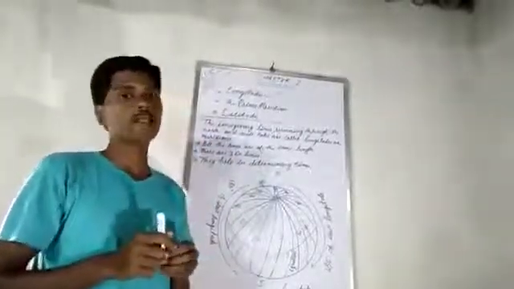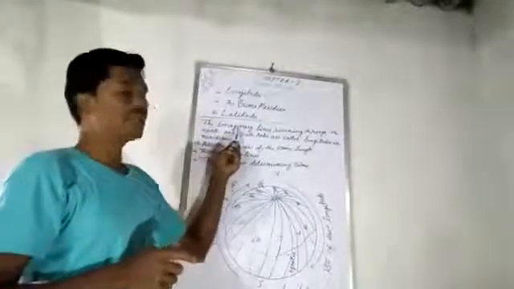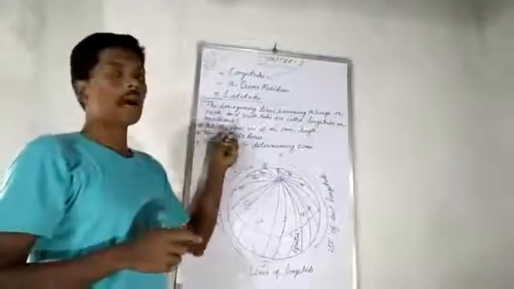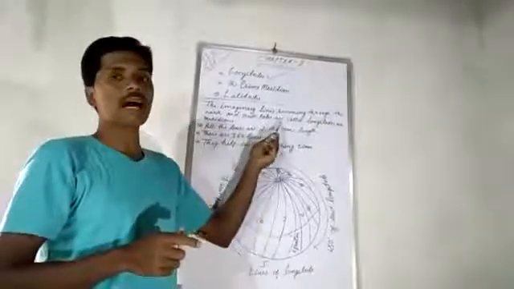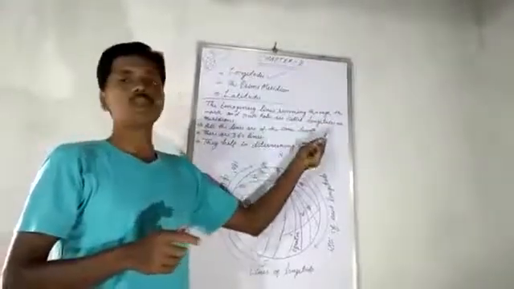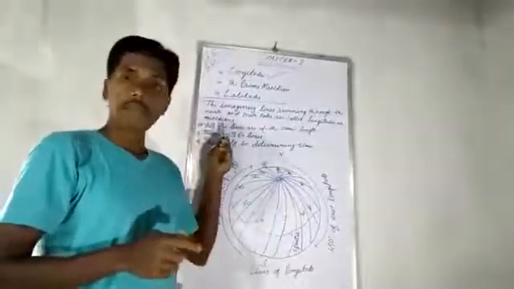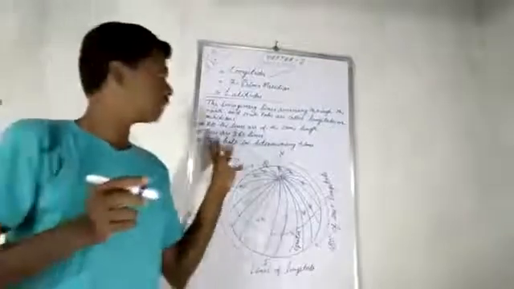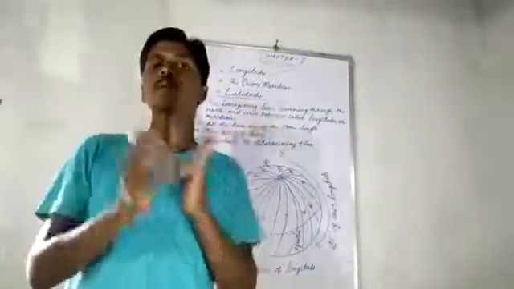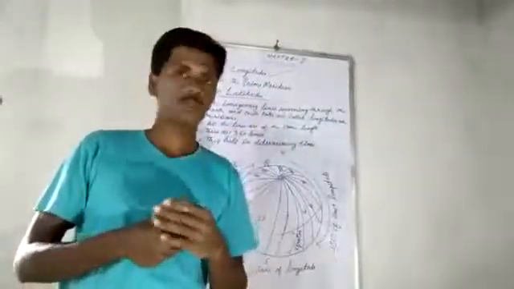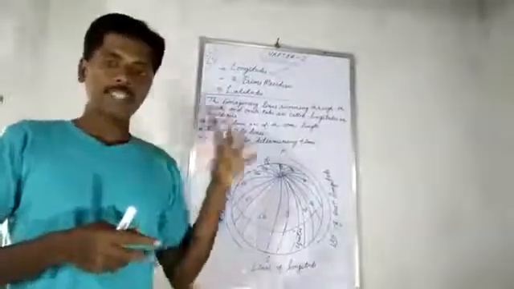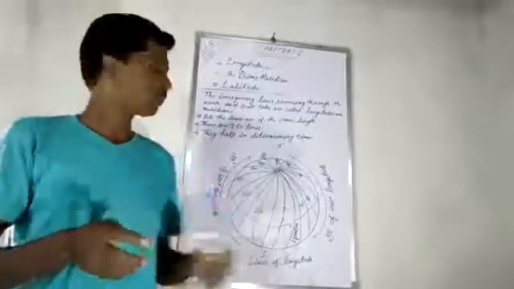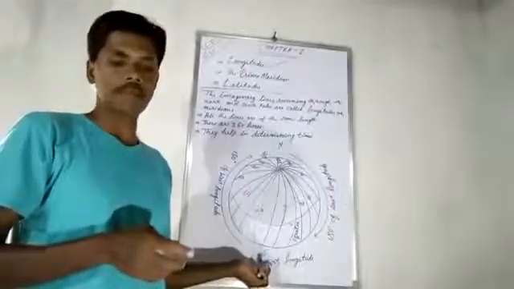Once again, I shall repeat. The imaginary lines running through the North and the South Poles are called longitudes or meridians. Okay, so this is the simple definition about longitude. These longitudes we can understand with the help of a diagram in a simple way.